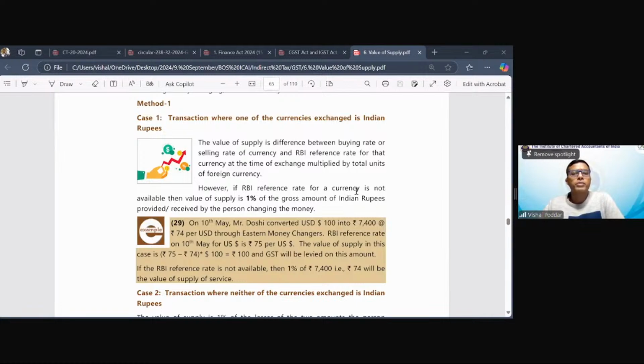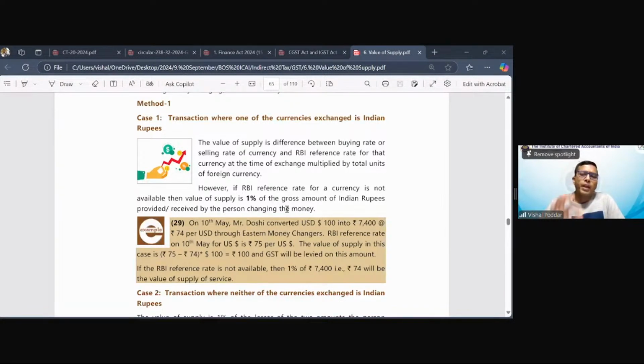However, if the RBI reference rate for a currency is not available, then the value of supply is 1% of the gross amount of Indian rupees provided or received by the person changing the money. Now, what is this?